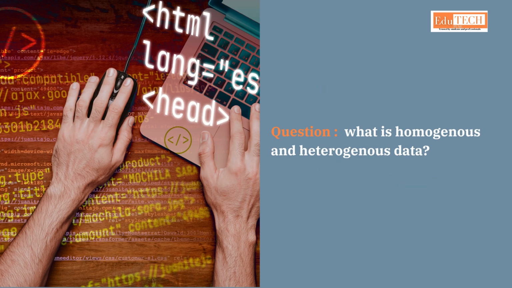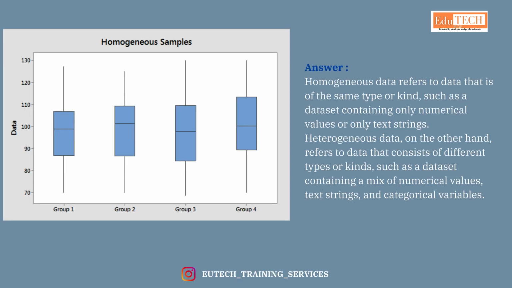Question: What is homogeneous and heterogeneous data? Answer: Homogeneous data refers to data that is of the same type or kind, such as a dataset containing only numerical values or only text strings. Heterogeneous data, on the other hand, refers to data that consists of different types or kinds, such as a dataset containing a mix of numerical values, text strings, and categorical variables.